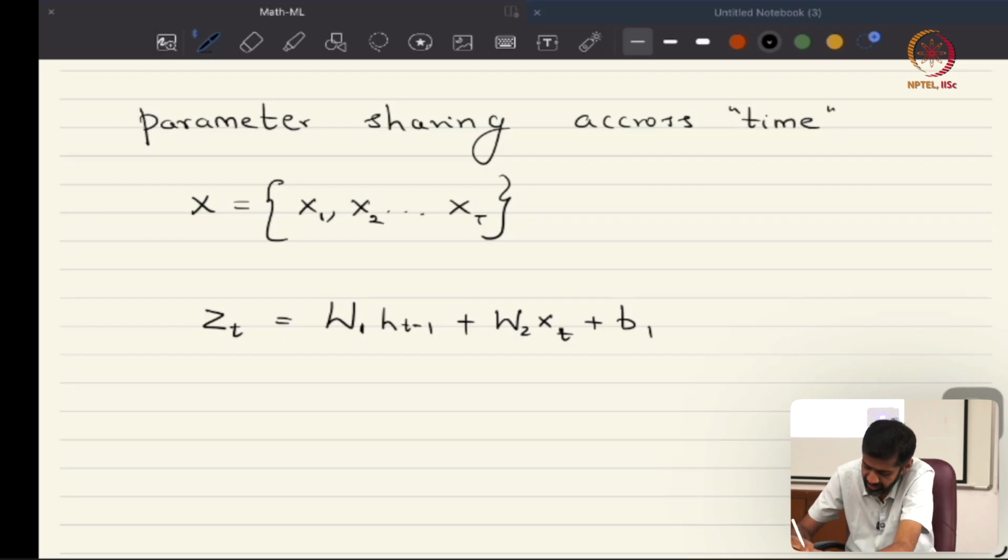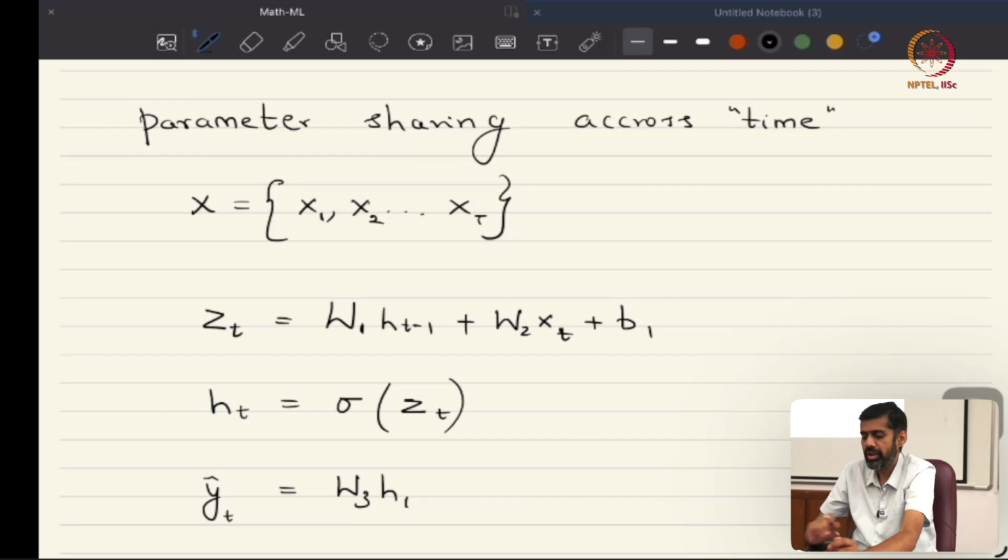Then we define ht to be some sigma times zt, and then you make the output y to be some w3 ht plus b2. Okay. So this is one of the definitions of RNN. I say one of the definitions because, as we will see at the end of this class, there are multiple ways to define an RNN, but this is the fundamental idea.